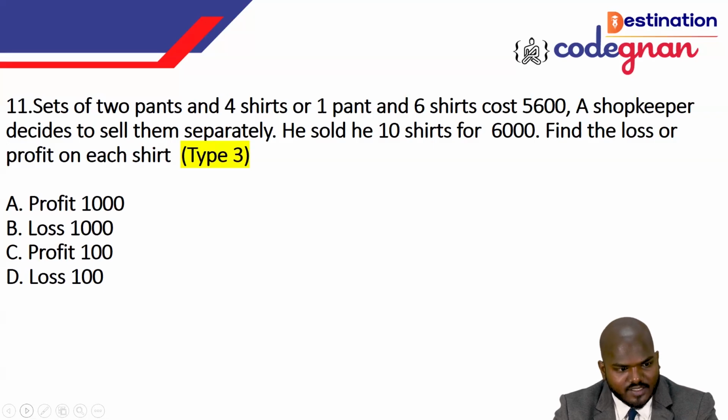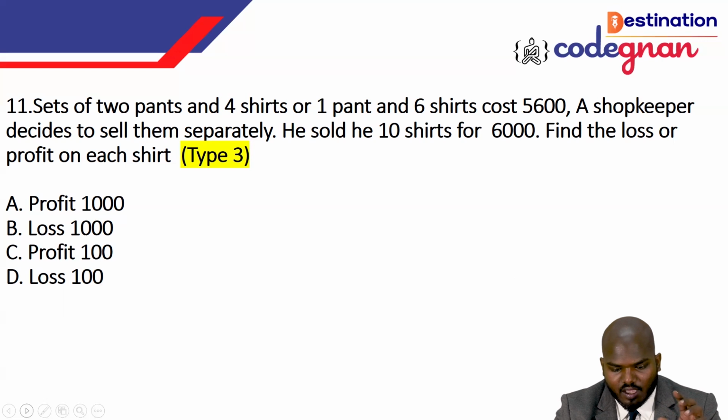A shopkeeper decides to sell them separately. He sold 10 shirts for 6000. Find the loss or the profit on each set. This is a type 3 kind of question. We just want to check how we can solve this one, and whether there is any formula we can apply here.